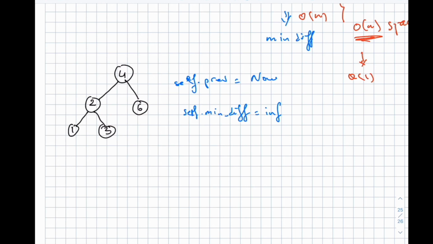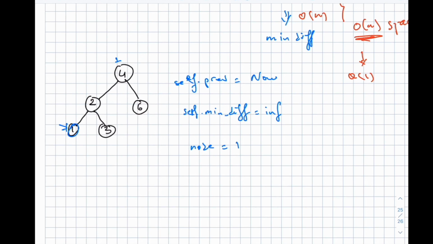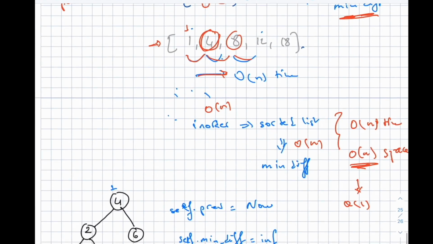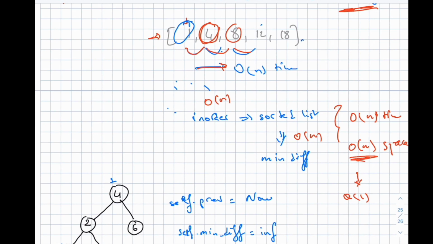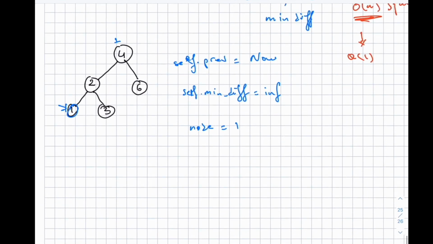We want to do in-order, so we keep going left until we reach the leaf node. That's what in-order traversal does. The first node we are going to process is 1, which has a value of 1. Since there is no prev, we don't need to compare any min difference, just like with the array for 1, we don't need to compare it against anything, so we stop there.